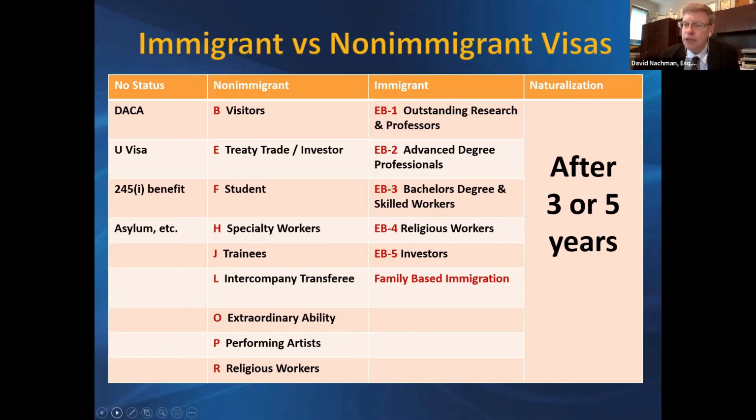And then you have asylum seekers, and these are individuals who come to the United States who have a credible fear of persecution. As long as they file within 1 year, they can get work authorization and they can be working for you.